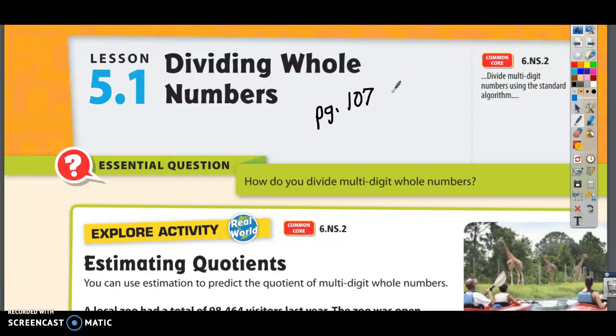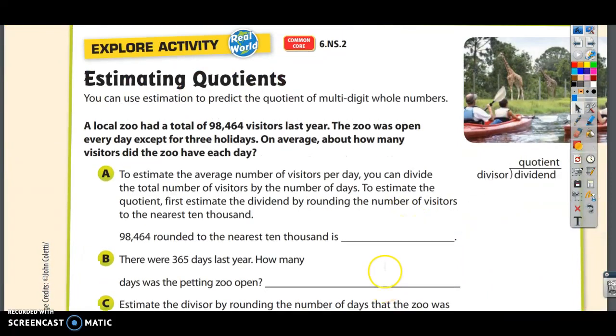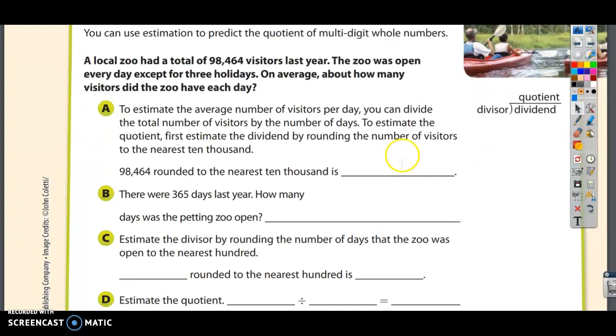These numbers are gigantic, and so I'm going to help you with it. And it's really not super hard. But if the numbers are overwhelming to you, I'm going to help you. So let's go ahead and go through this page together real quick. Explorer activity, estimating quotients. You can use estimation to predict the quotient of multi-digit whole numbers.